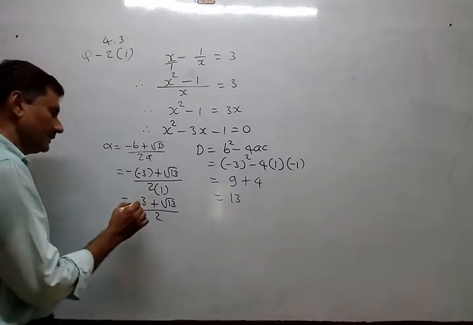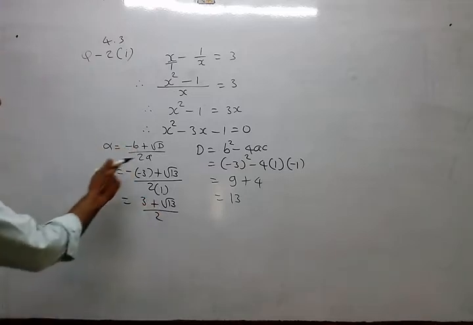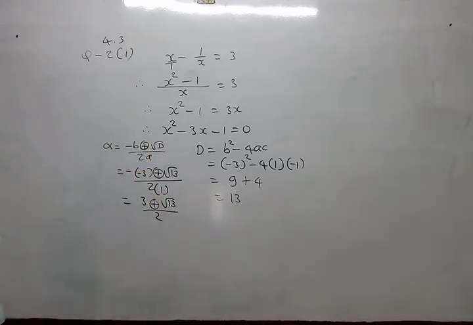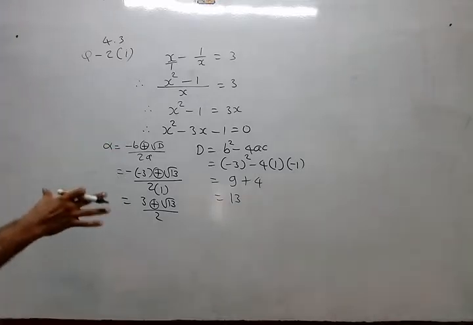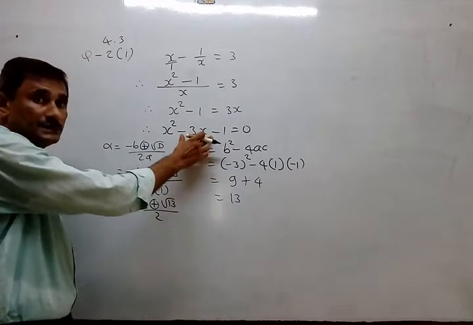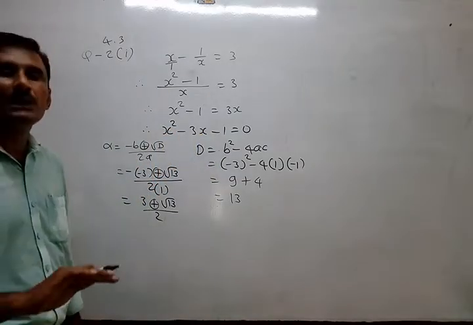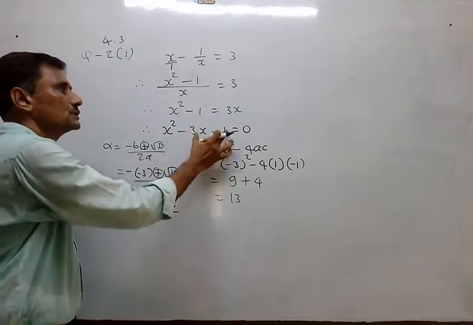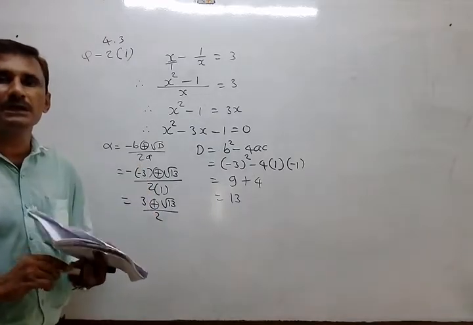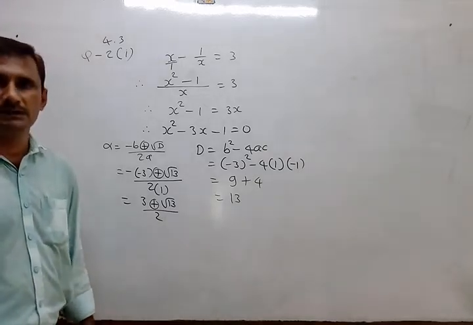And in the same way you will find beta. This is alpha; if you change the plus to minus, then it will become beta. So you yourself can write it, no problem. So this is the sum in which the quadratic equation in standard form was not given. So first of all we have to find the quadratic equation in standard form. After getting it, we have to solve it by any one method out of 3. Understand? Because if nothing is specified, you are free to select any one, whichever you feel convenient.